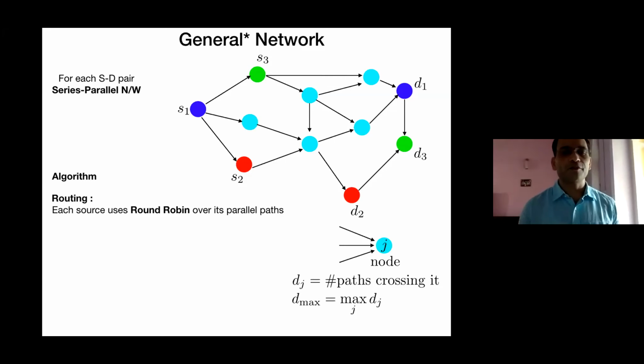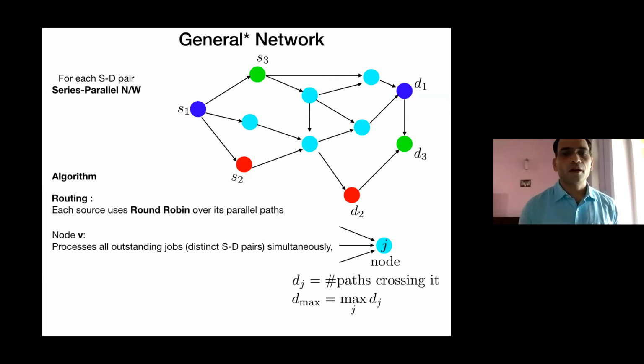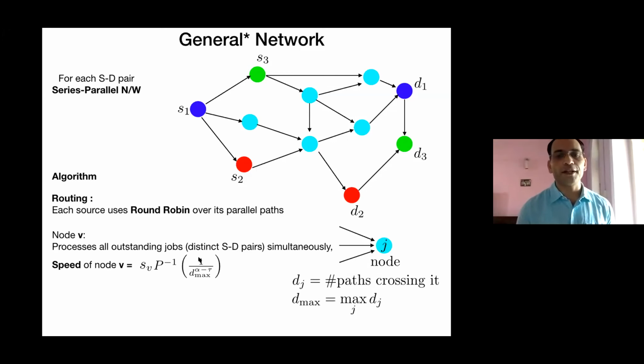So the algorithm is going to be as follows: each source is going to use round robin over its parallel paths like before. Any internal node in the system is going to process all these packets coming from distinct source destination pairs simultaneously. So now each node is going to process more than one job in parallel. But the speed of the job is going to be scaled down with respect to P inverse of 1 by D max to the power alpha minus a tau, where tau is a parameter we can choose. D max is essentially the maximum degree of any node here.